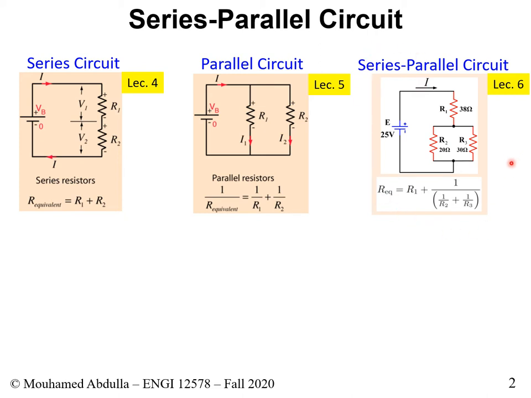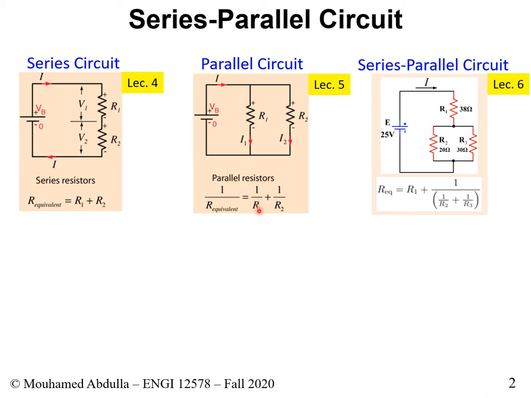So if you recall from lecture 4, we said that when we have components that are connected in series, the total resistance is simply the addition of both resistances, right? In this case, you have two resistors connected in series, they exist in one loop, you simply add them together. So we saw this and that's fine.